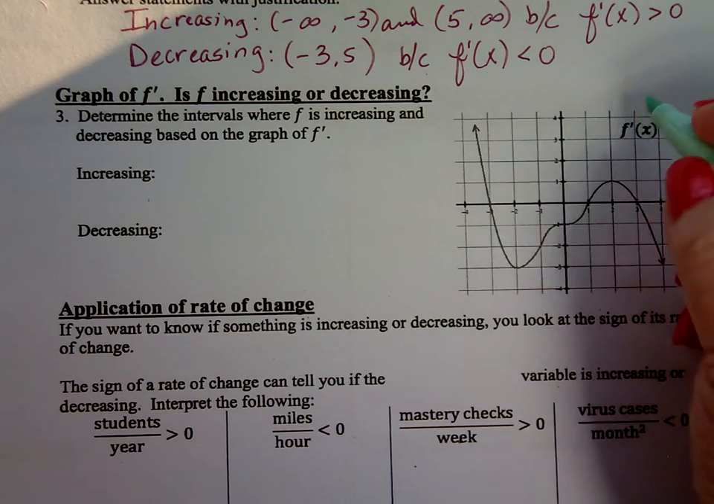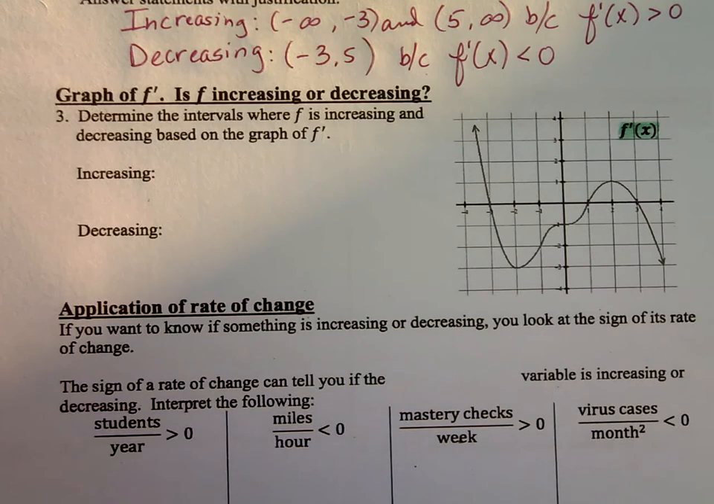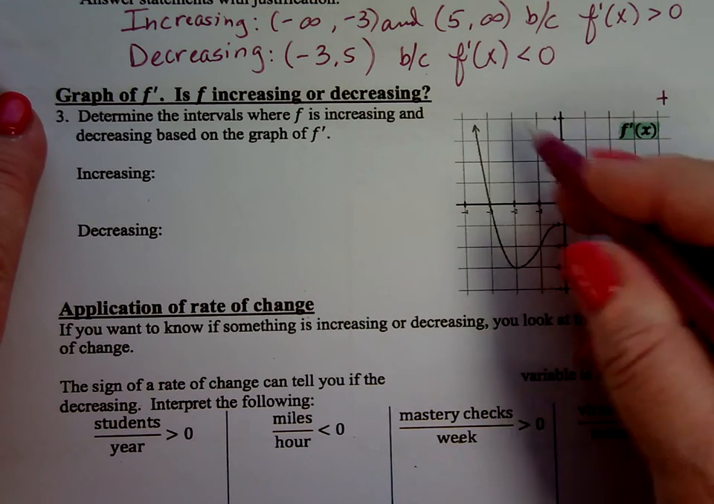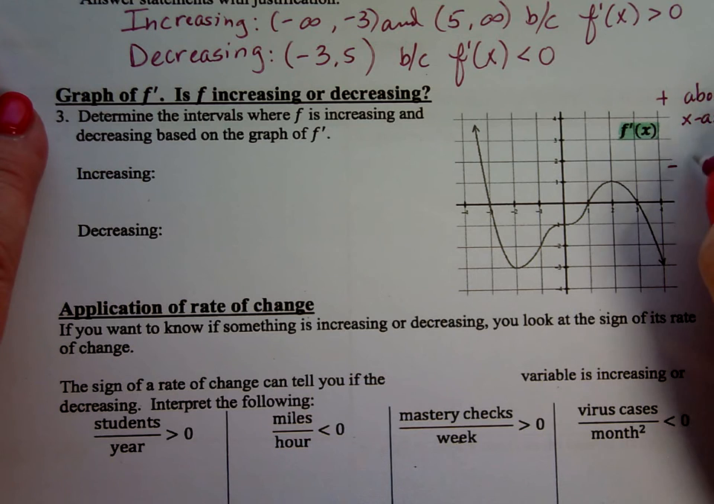It's really important for you to check and see what exactly they're giving you. Sometimes they give you the regular function, sometimes they give you the derivative. In this case, think about this. The derivative is positive when I'm looking at a derivative graph when it's above the x-axis, and it's negative when it's below the x-axis, because I'm looking at the derivative graph.